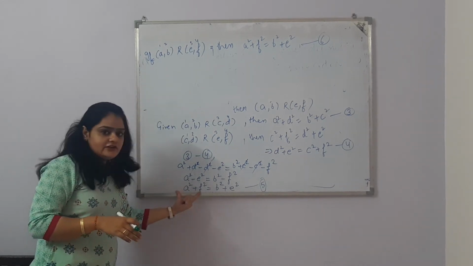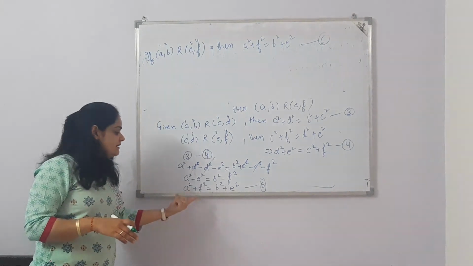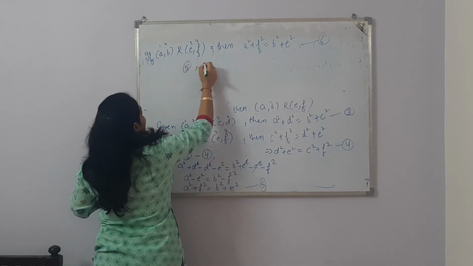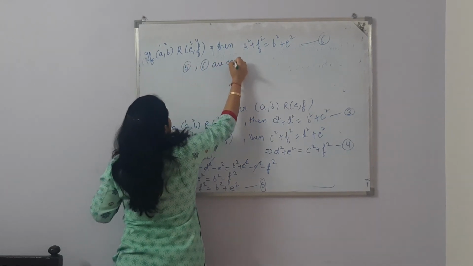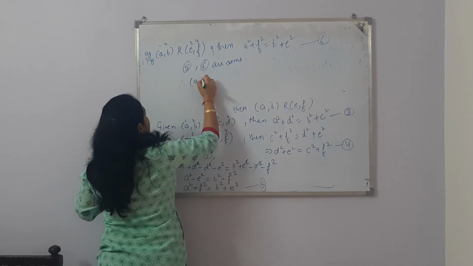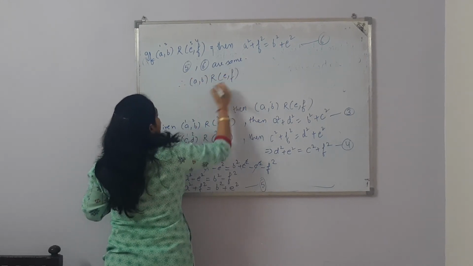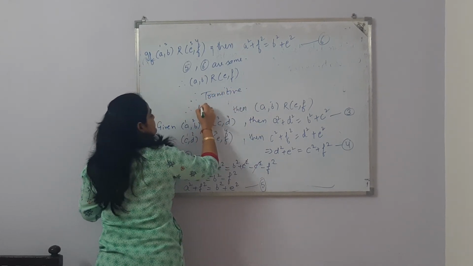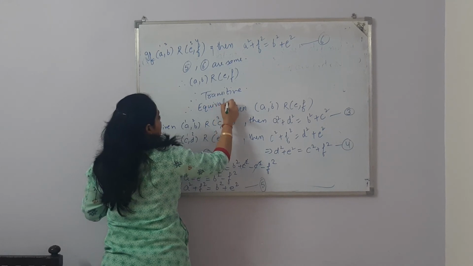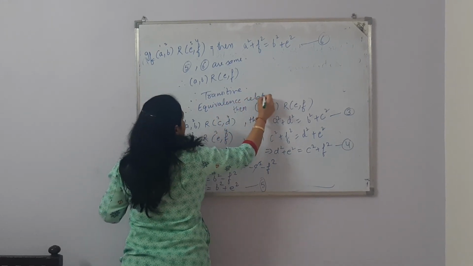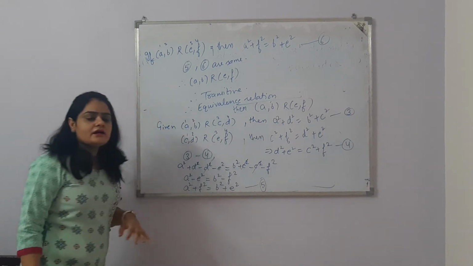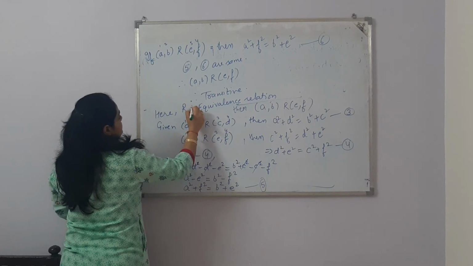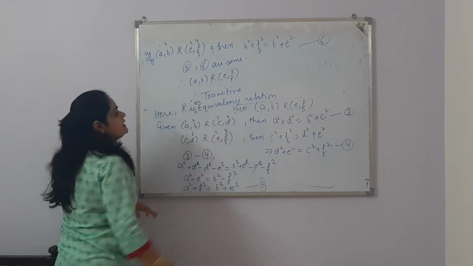It means if we get this relation, then we can say that AB is related to EF. 5 and 6 are the same, hence AB is related to EF, hence transitive. And at last we can say equivalence relation. Relation R is an equivalence relation.